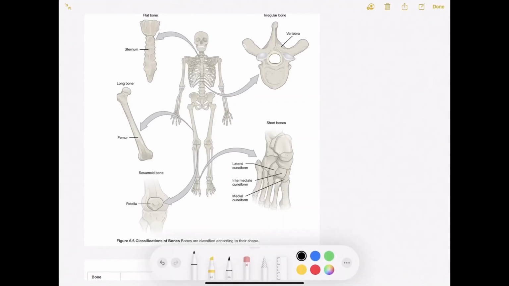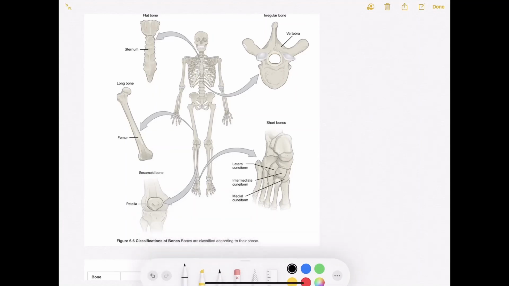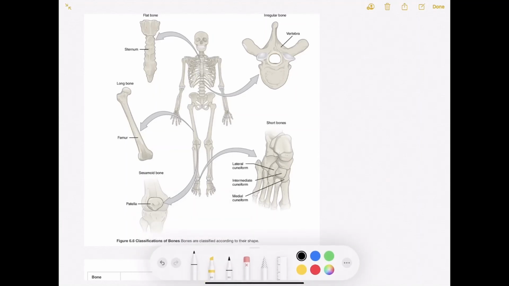So these long lines here, I'm not sure if I can draw. No, but the bones that are right below those short bones are longer, right? And that would be considered the long bones, so the metatarsals.